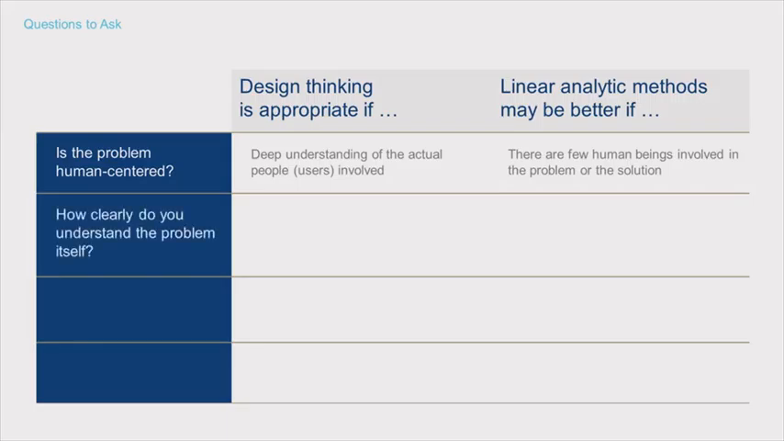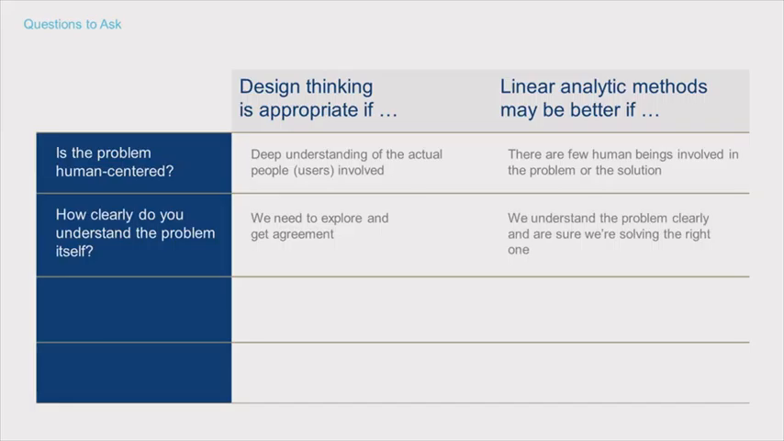A second question to ask is, how clearly do you understand the problem itself? If we need to explore and perhaps build agreement even around the definition of the problem, design thinking is an appropriate method. On the other hand, if we understand the problem clearly and are sure that we're solving the right one, linear methods may work better.